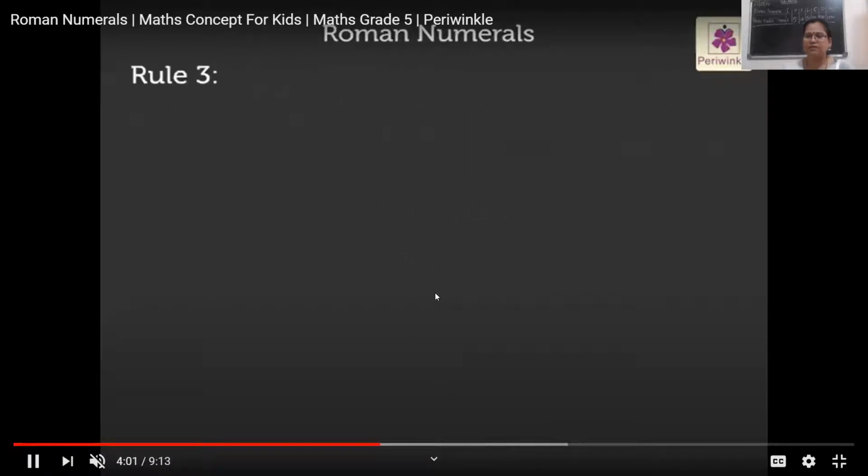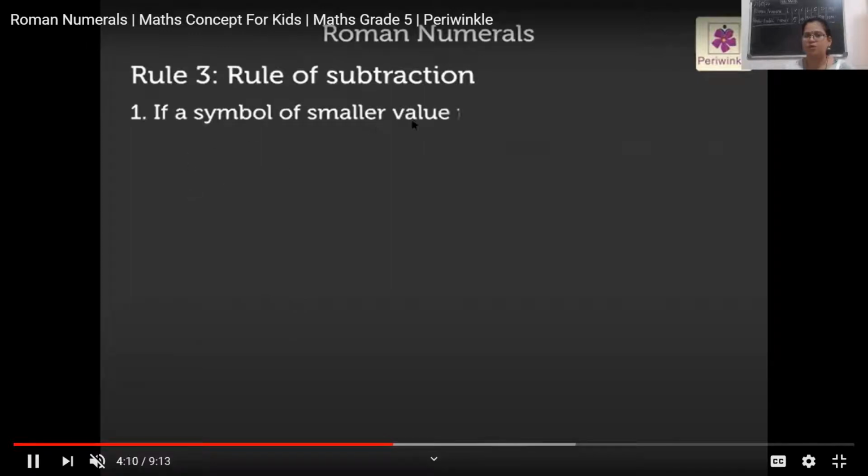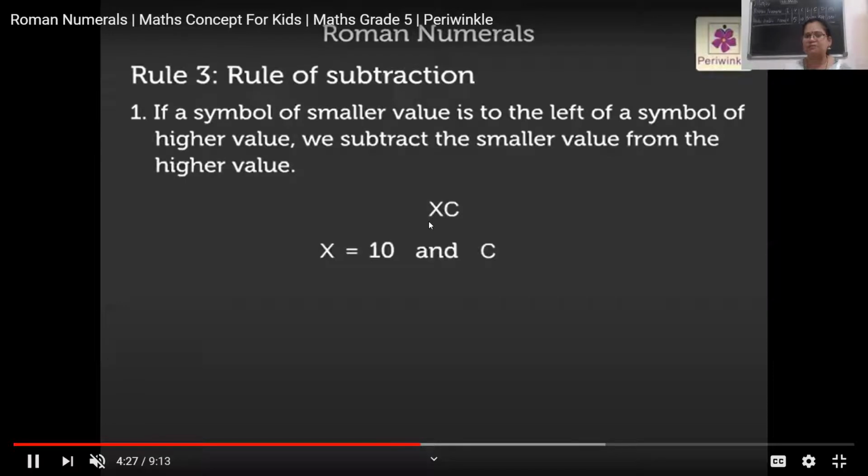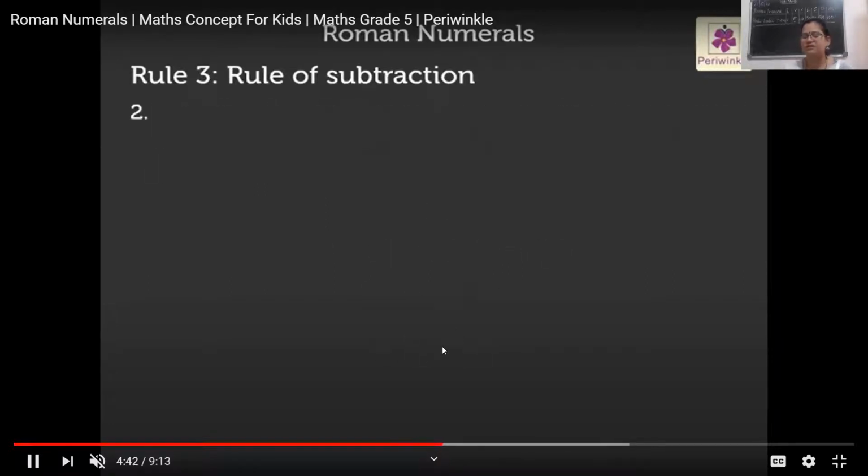Now we have another rule. Rule number 3. Rule of subtraction. If a symbol of smaller value is to the left of the symbol of greater value, we subtract the smaller value from the higher value. With the help of an example, we'll understand it. XC. C is the greater symbol, X is written before it, so it will get subtracted. Let us see what is the answer of XC. XC is 100 minus 10. 100 minus 10 is 90. So, how to write 90 in the Roman numeral? Just XC.